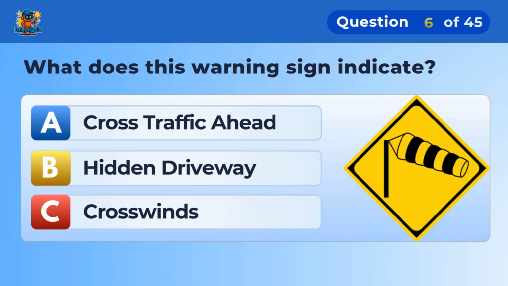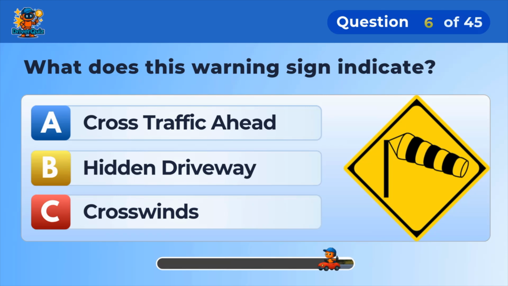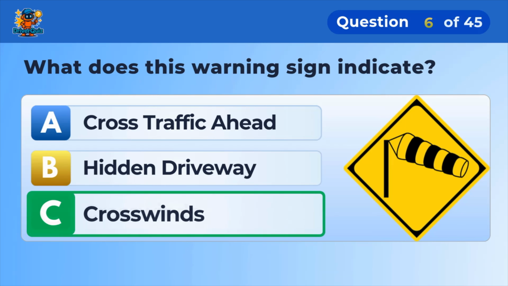Question 6. What does this warning sign indicate? A. Cross traffic ahead. B. Hidden driveway. C. Crosswinds. You got it. It's the crosswinds sign.